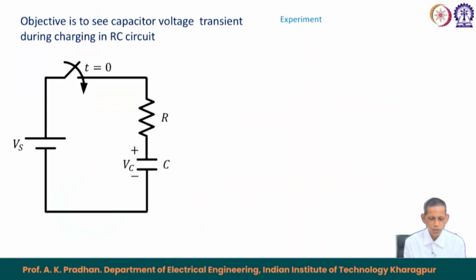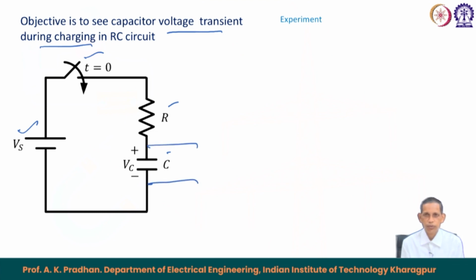So, the objective is to see the capacitor voltage transient during the charging of the RC circuit in the laboratory. For that we have the arrangement of a voltage source, a switch, and R and C, and then we observe the corresponding voltage on the oscilloscope, record it, and see how the voltage across the capacitor changes.